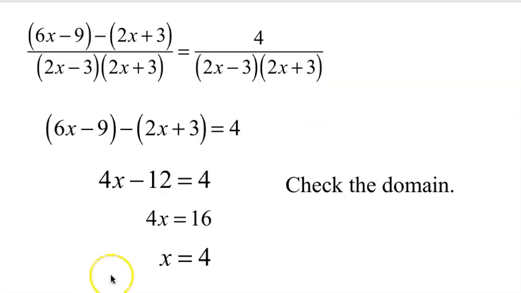So after we check the domain, our answer of x equals 4 never makes the bottom 0. Therefore, we can conclude that our answer is 4. 4 is the solution to that original question. All right, take a look at another one.